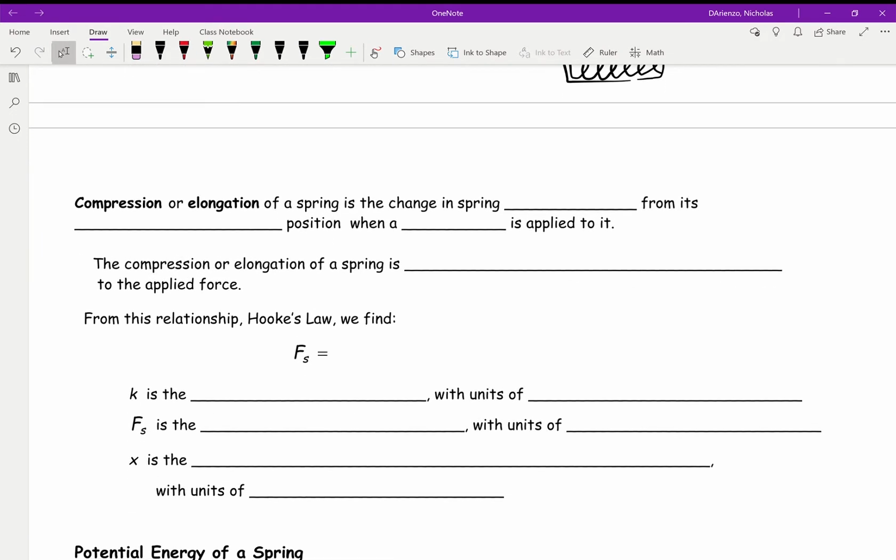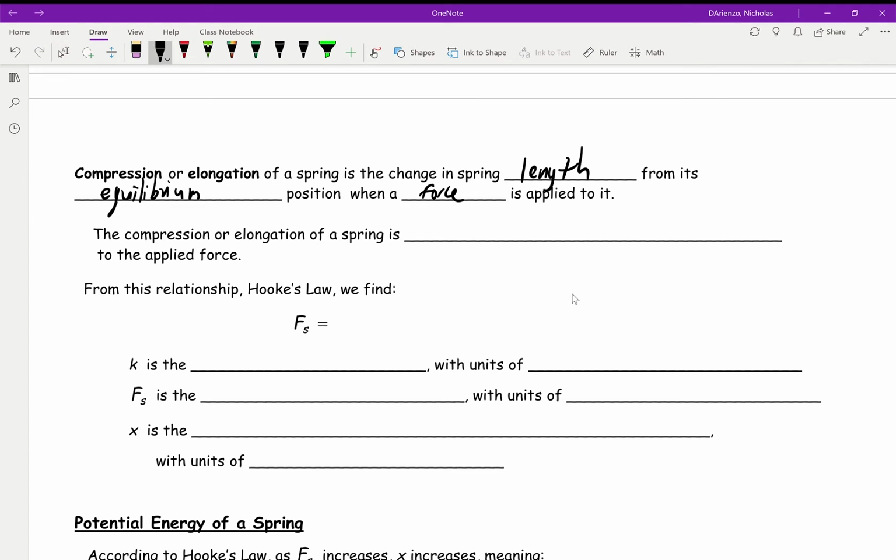So by compression or elongation of the spring, we're referring to the change in spring length from its equilibrium position. And that's the position where it's going to want to stay when it's at rest. It's neither compressed nor stretched. It's in its state of balance with no other forces applied to it. And we have to apply a force to that in order to get it to elongate or to compress. Otherwise, just sitting there, it's not going to want to do either.